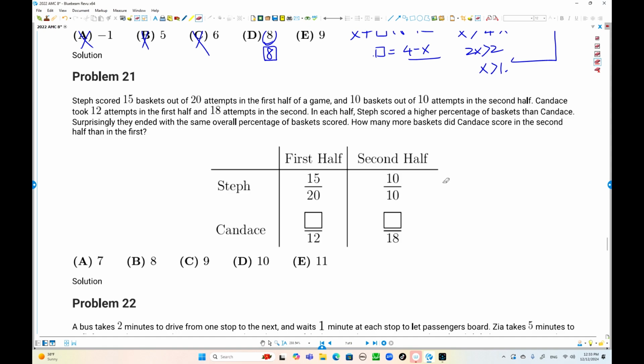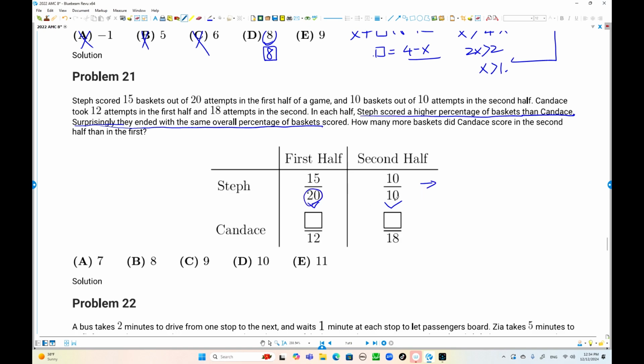We don't know, but they tried 12 and 18. How many were successful? We don't know, right? Anyway, Steph scored a higher percentage than Candace. This must be higher than this one, and this is also higher than this one, okay? But surprisingly, they ended with the same overall percentage of baskets. What is the percent?